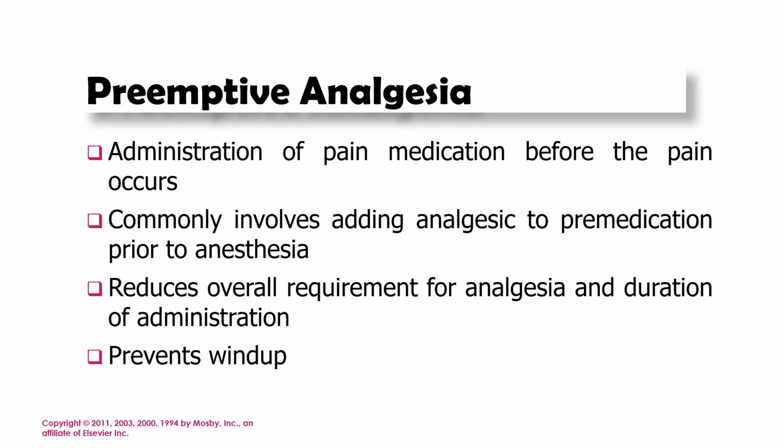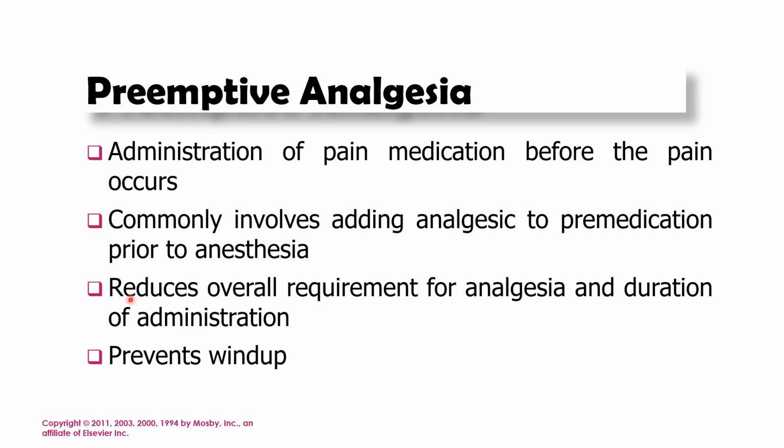We also have the concept of the preemptive analgesia. So when we say preemptive analgesia, that is the administration of pain medication before the pain occurs. It commonly involves adding analgesic to premedication prior to anesthesia. An example of this are the opioids, the one that we usually use during certain procedures in animals. It reduces the overall requirement for analgesia and duration of administration.